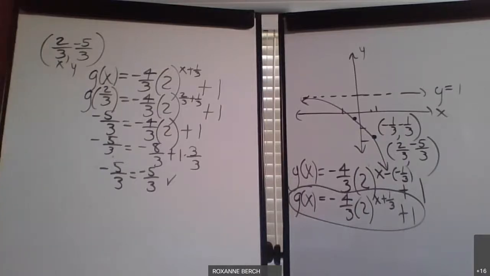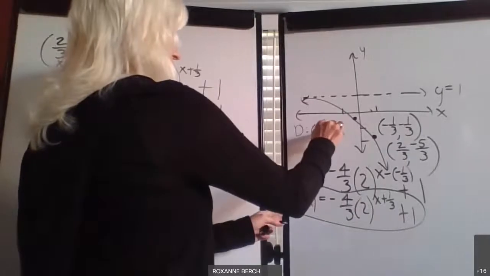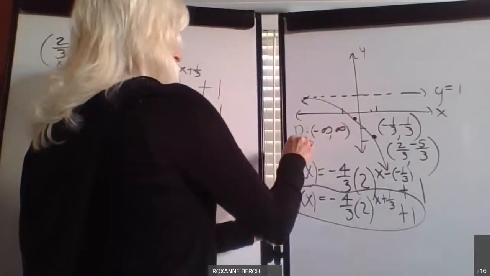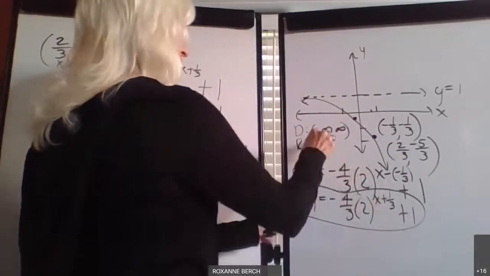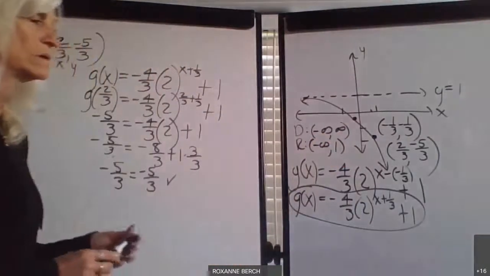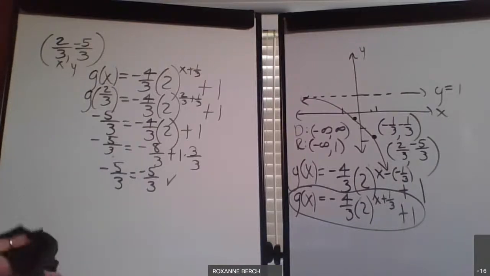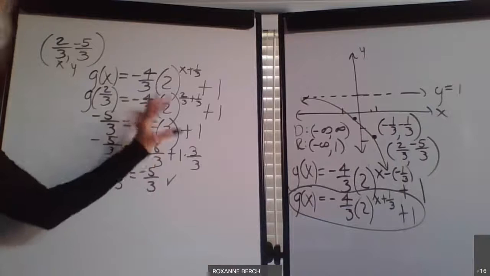So they could ask you for the domain of this. The domain would be all real numbers. And the range would be -infinity up to 1, open. Okay, let's do another problem with decimals. Any questions about any of the basic math in here?